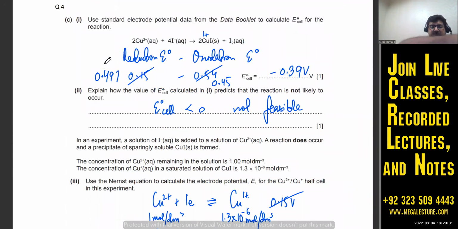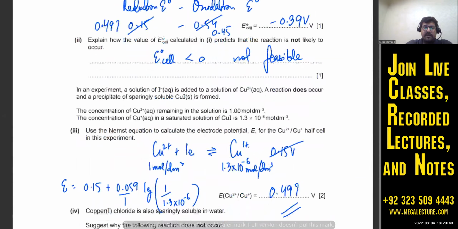ठीक है? ये वाला example clear है? Nernst equation वाला, is that clear? और ये हमने Nernst equation भी की थी. Is this clear?